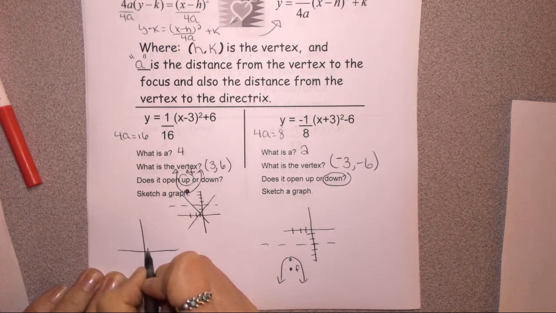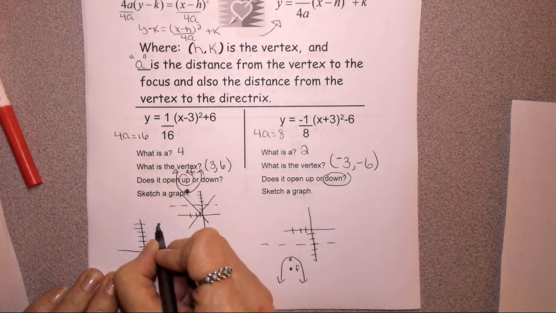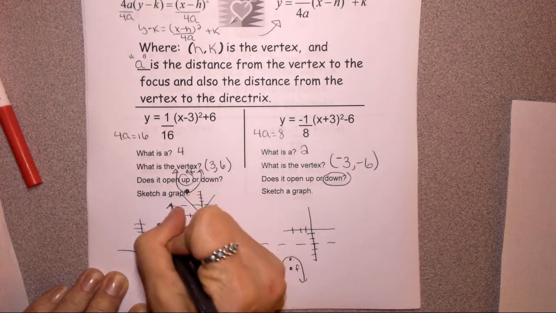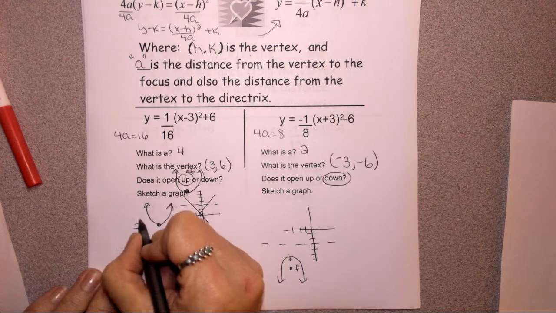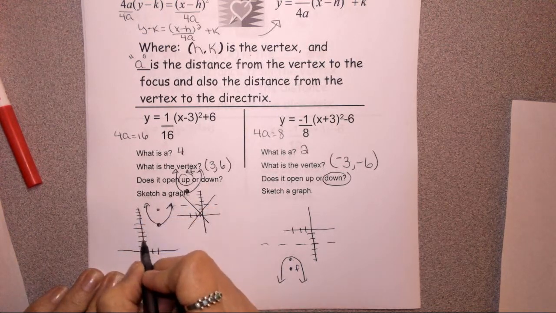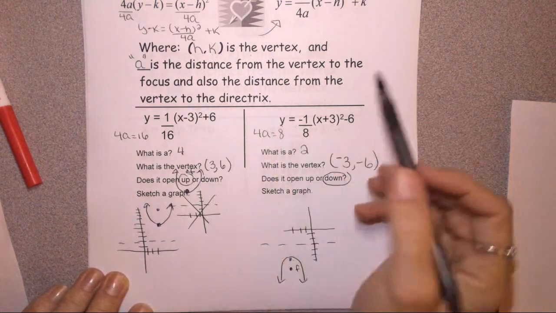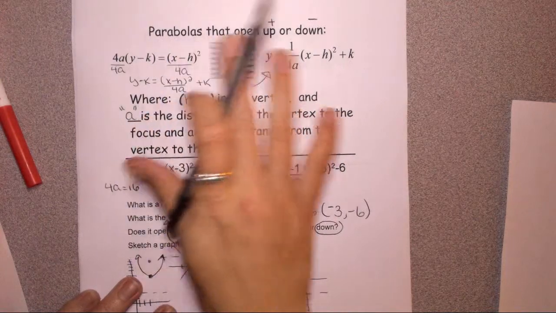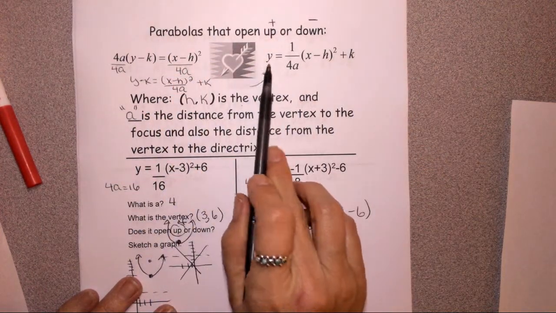So let's come back over here. We're going to graph 3, 6, 1, 2, 3, 1, 2, 3, 4, 5, 6. So there's my vertex. It still opens up. It's going to be 4 inside to get the focus. So 1, 2, 3, 4. 4 outside, 1, 2, 3, 4 to get the directrix. Sorry about that. Okay, so this is what happens when you have a parabola that opens up or down. Again, if it's up or down, the y will not be squared.